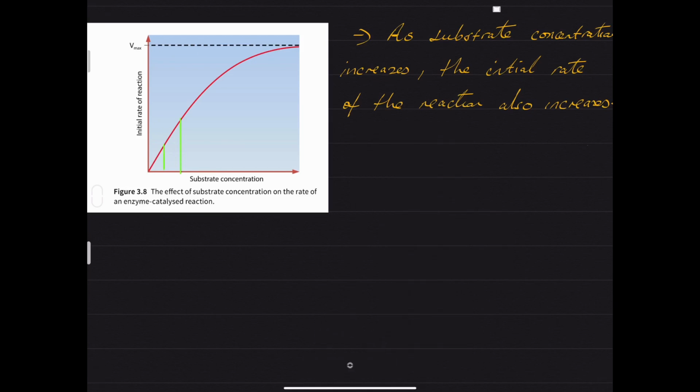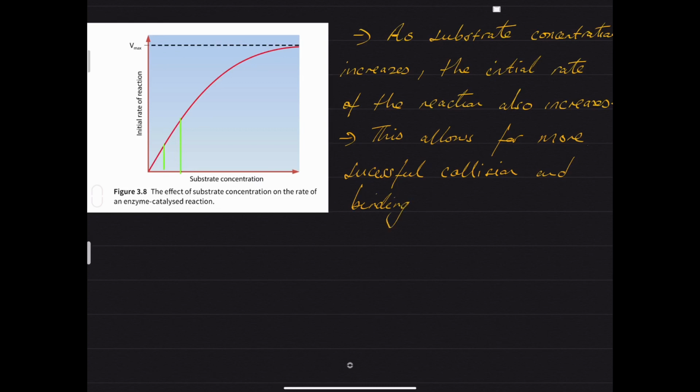Now, the next point: if there are more substrate molecules around, then there's more chance that the enzyme's active site can bind with a substrate, can successfully bind. So this allows for more successful collision and binding of substrate with enzyme active site.